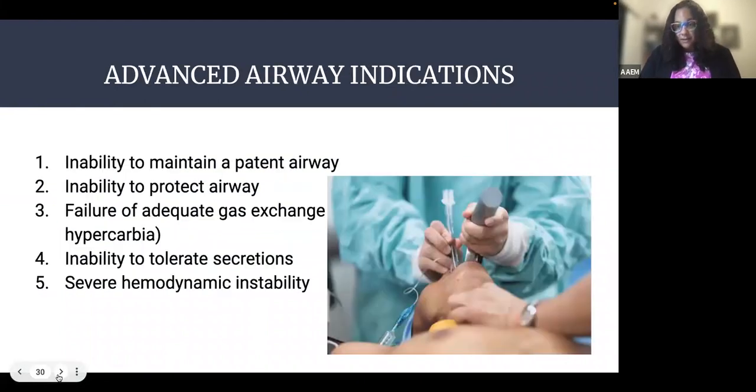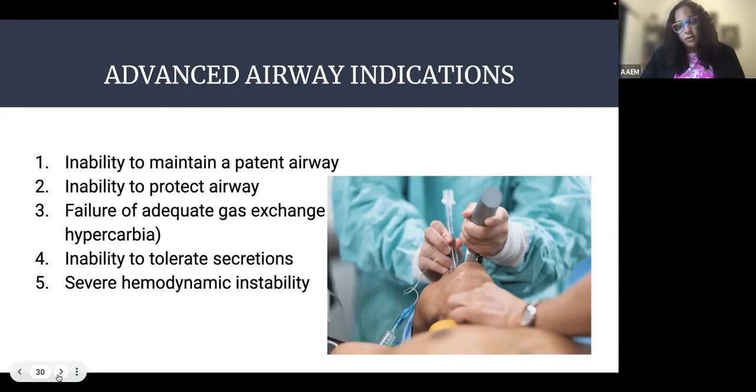So what I want you to take away from this is that this is a patient who is decompensated and is going to need an advanced airway. Now we're going to pull out all the stops and try and get this patient turned around, but we need to be ready to intubate. So what are our indications for advanced airways? The patient can't maintain a patent airway. They can't protect their own airway because they're altered. They are not having good gas exchange.